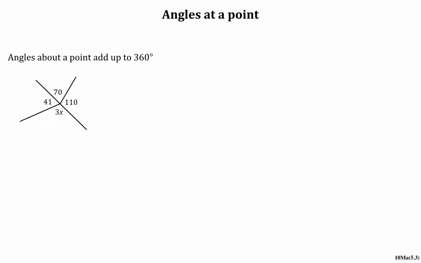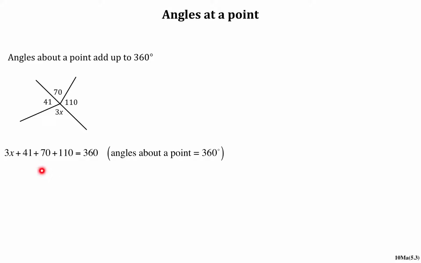What about if you've got a whole lot of lines meeting at one point? And here's our point just here. They all meet at that point there. So the angles about a point always add up to 360 degrees because there's a full revolution around that point. So we've got the 110, the 70, the 41 and the 3x all add up to 360 degrees. And we write the reason in brackets: the angles about a point always add up to 360 degrees.